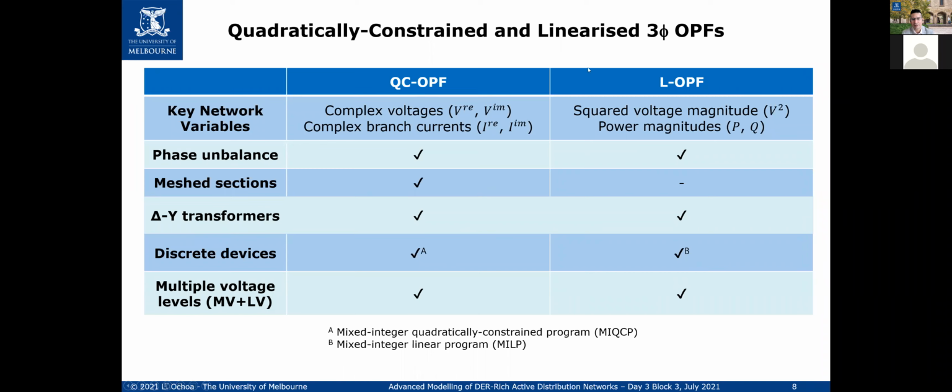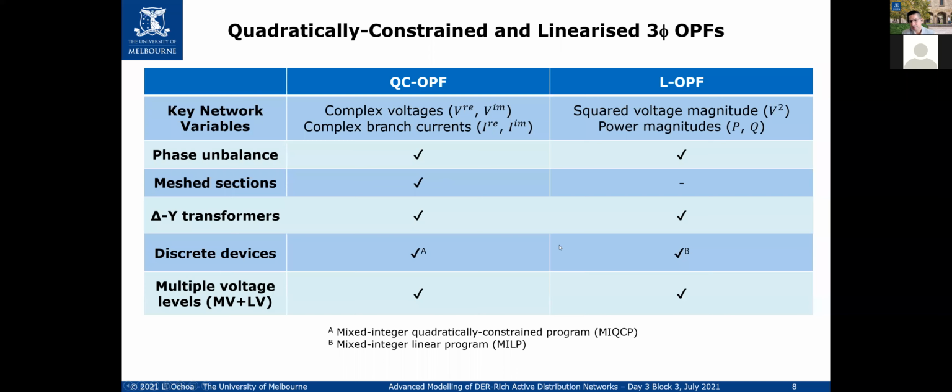So the linearized is on the left. The quadratic constraint, of course, is here on the right, okay? But they are all very similar, apart from the network variables in the mesh section. So the linearized OPF formulation that we have there doesn't deal with the corresponding mesh sections, all right? And that's something important. The quadratic constraint can deal with mesh sections.